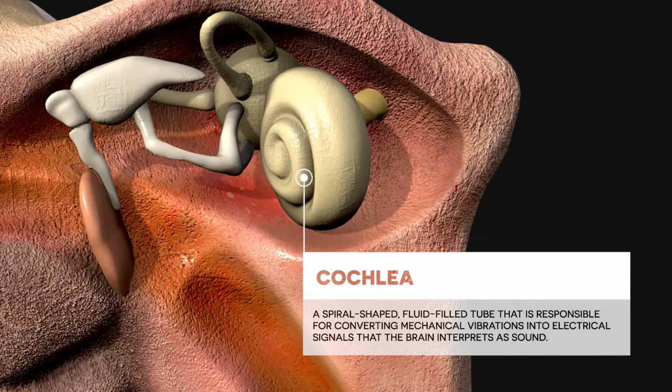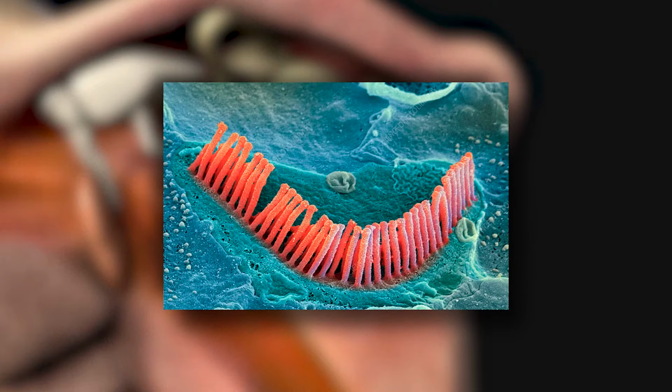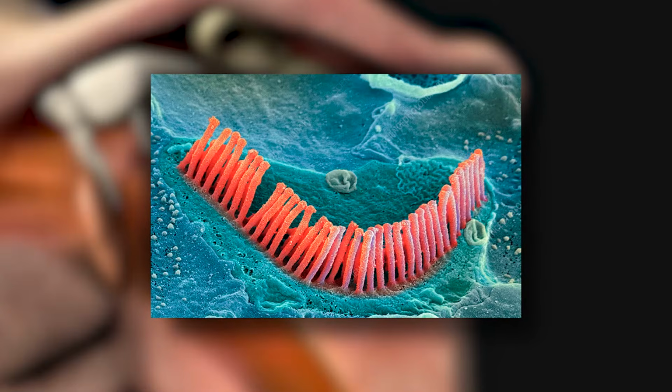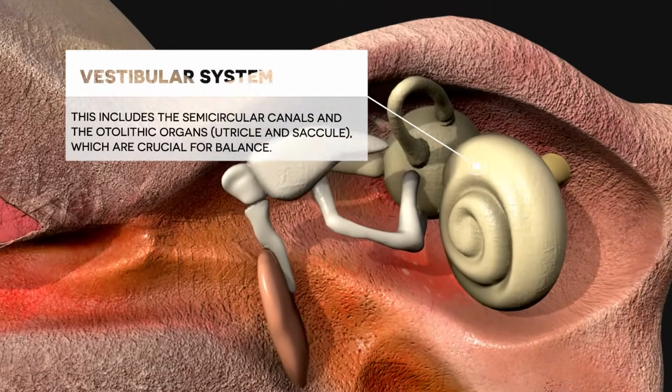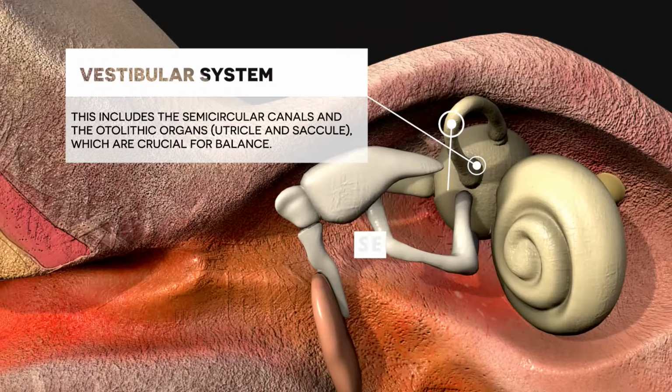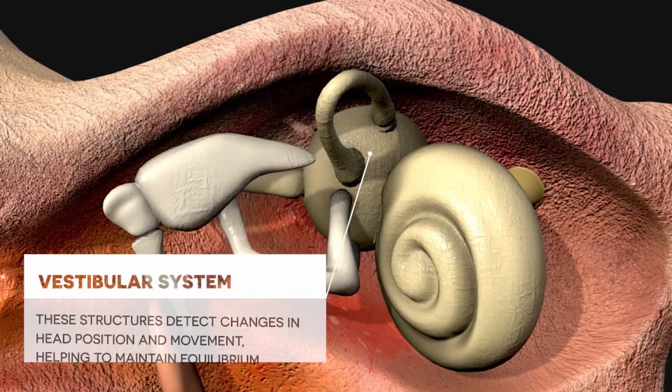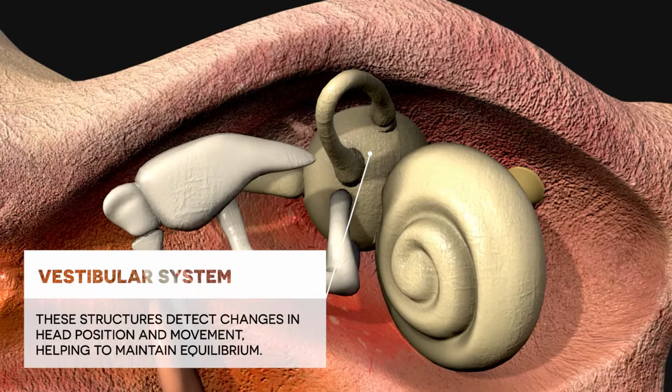Cochlea, a spiral-shaped, fluid-filled tube that is responsible for converting mechanical vibrations into electrical signals that the brain interprets as sound. It contains tiny hair cells that move in response to fluid vibrations, creating nerve impulses. Vestibular system. This includes the semicircular canals and the otolithic organs, utricle and saccule, which are crucial for balance. These structures detect changes in head position and movement, helping to maintain equilibrium.